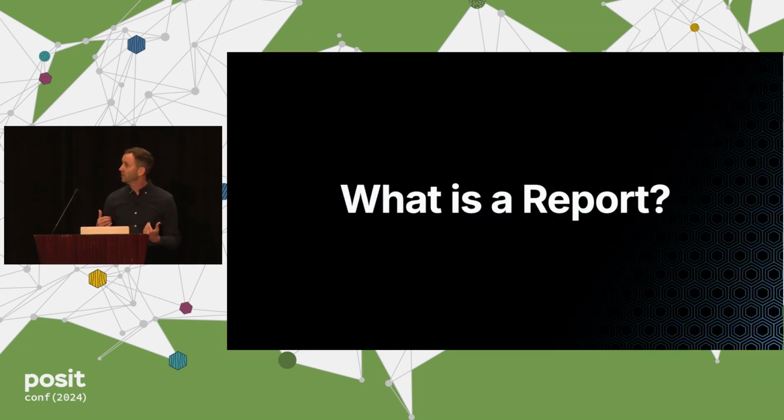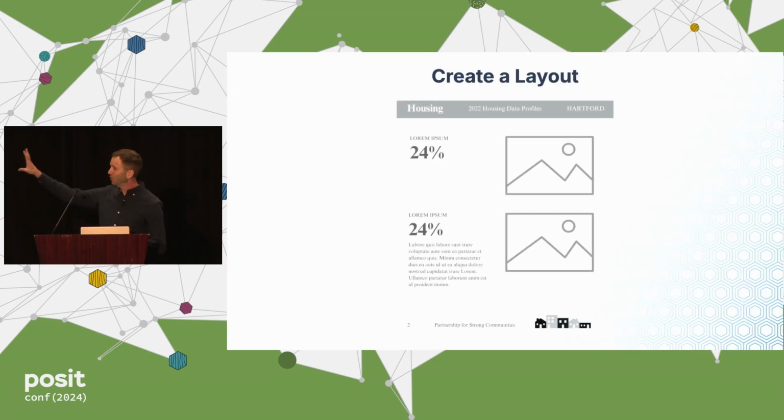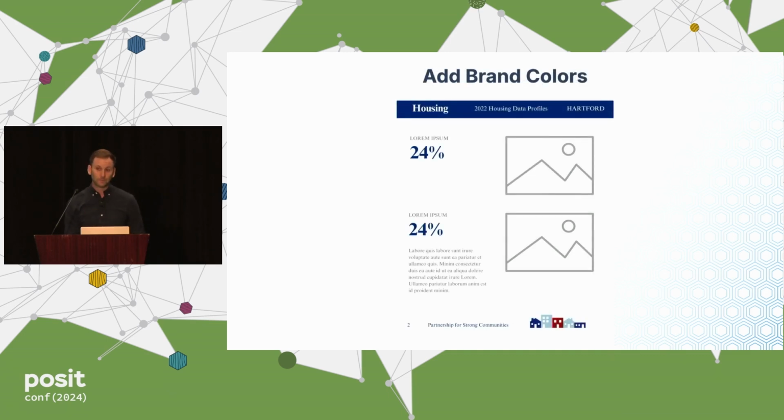So let's talk for a second. What is a report? What makes up a report? I've made a really simplified version here that you're looking at. The first thing you're going to want to do is create a layout. I've created a very simple layout here. You can see I've got that top bar, and then I've got a footer at the bottom. Nothing super crazy. Again, I'm not a designer, but you can make something really simple with this type of layout.